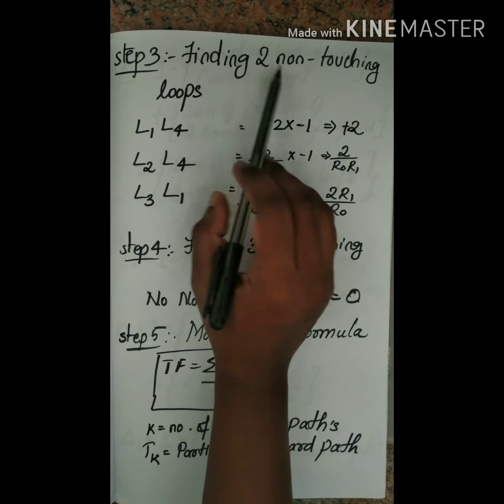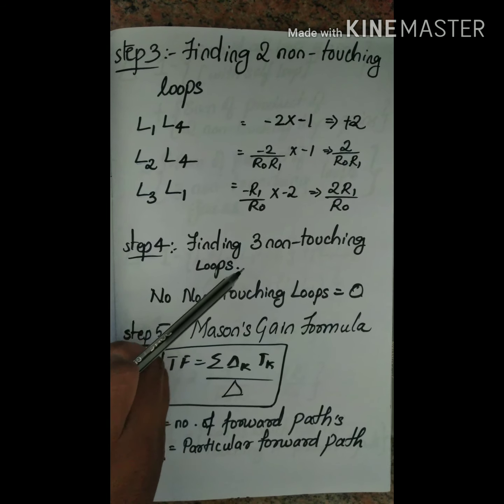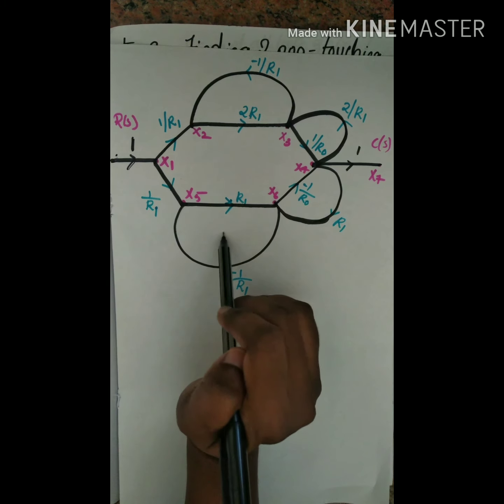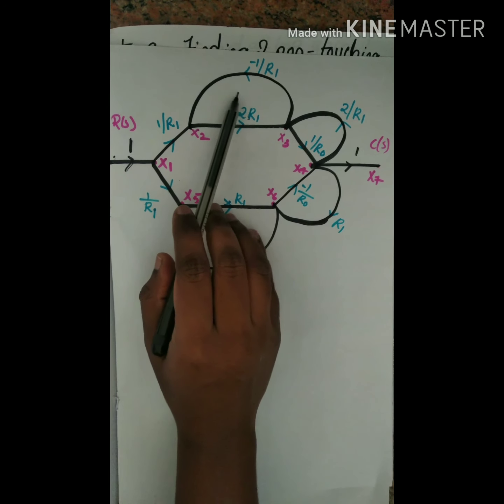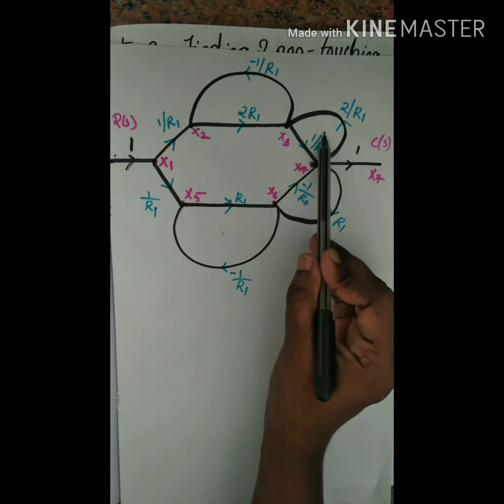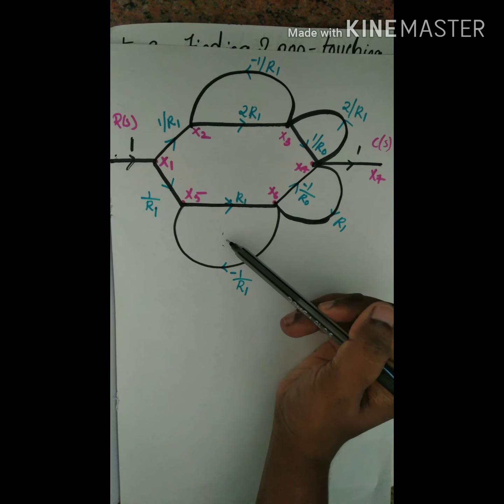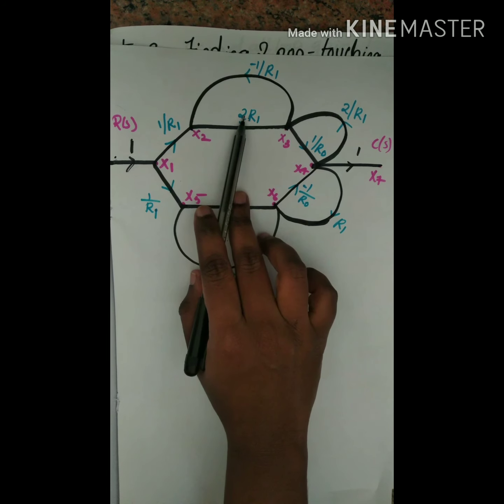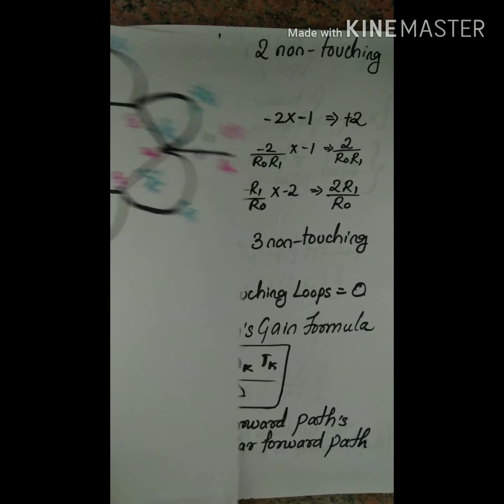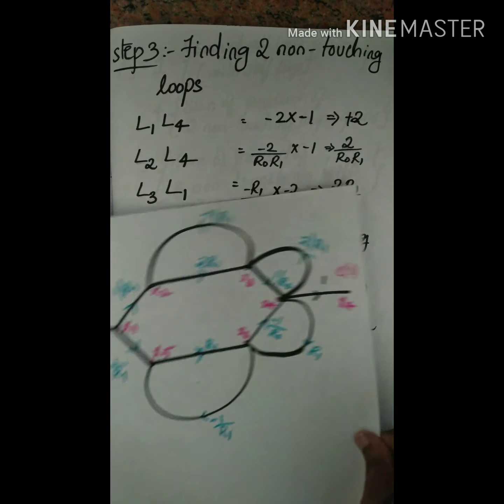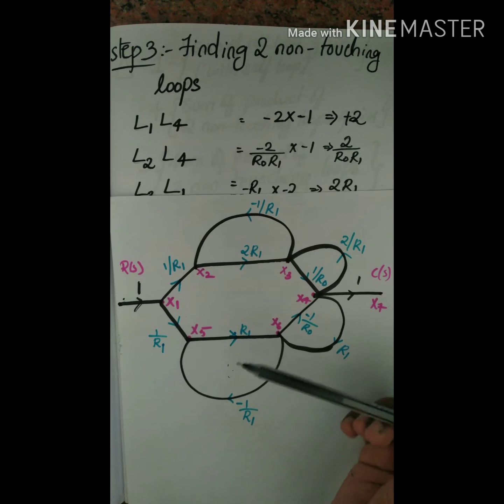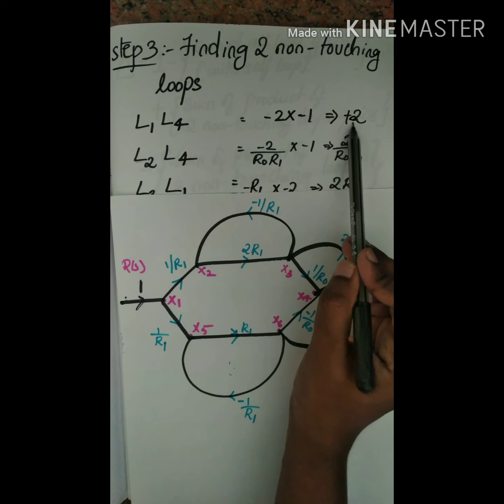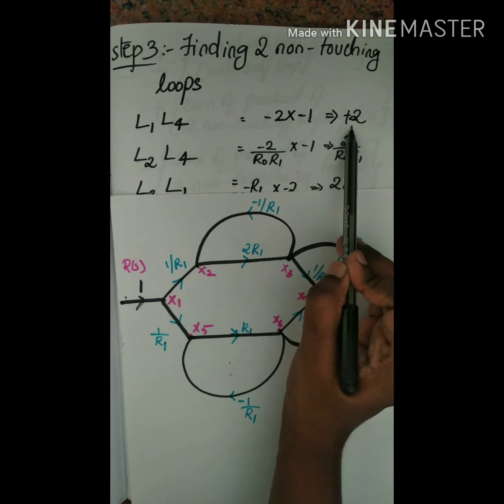The next step is to find the 2 non-touching loops. Before finding them, let's know what 2 non-touching loops are. These are L1, L2, L3 and L4 which I've considered. Now according to me, L1 and L3 are non-touching, L2 and L4 are non-touching, and again L4 and L1 are non-touching. Such non-touching loops are to be multiplied and their gains have to be added in Mason's gain formula. As I've told you here, L1 and L4 are non-touching. L1's gain is minus 2 and L4's gain is minus 1. Here the resulting gain of L1 into L4 is just 2.